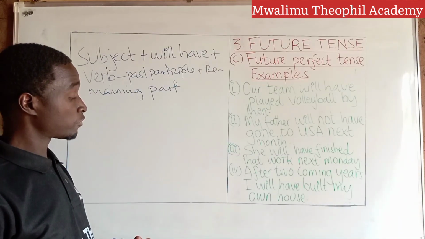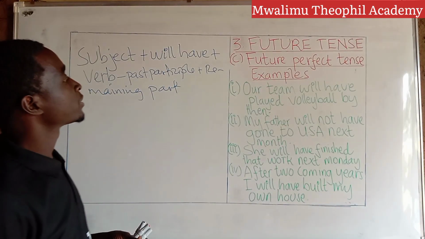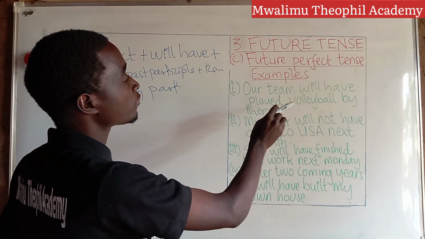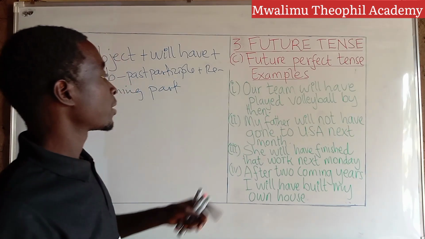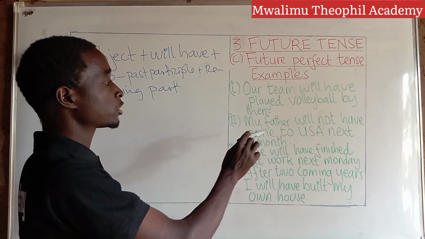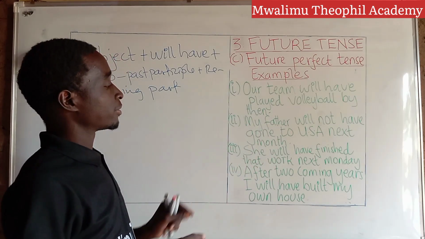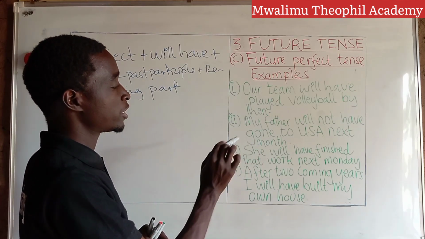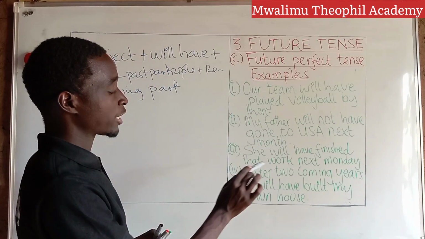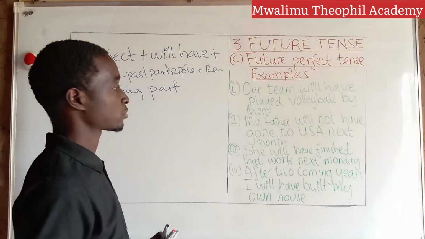We have 4 examples here. Now let us see these examples. Example number 1: our team will have played volleyball by then. Number 2: my father will not have gone to USA next month. Number 3: she will have finished that work next Monday. Number 4: after 2 coming years, I will have built my own house.